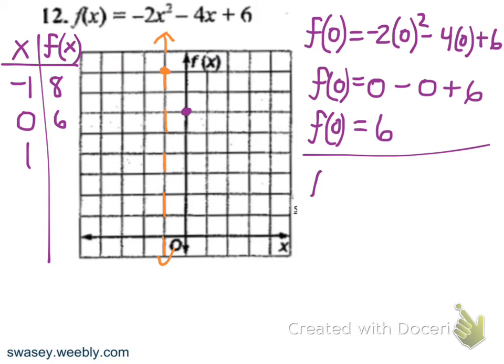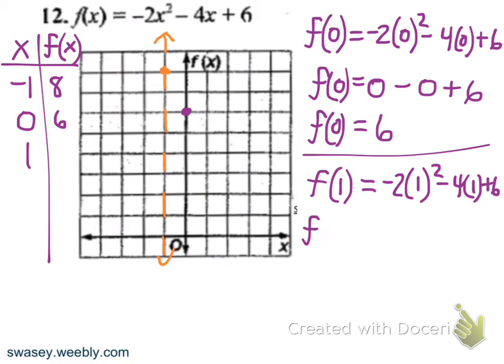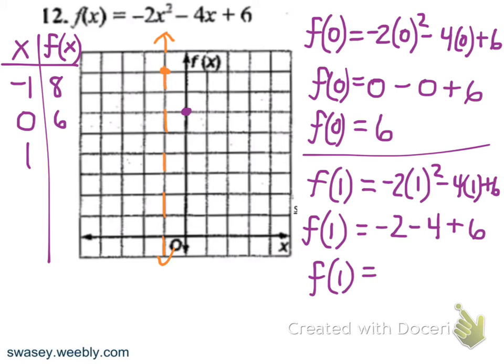Now let's put 1 in. F at 1. Use order of operations on the right side. 1 squared is 1. 1 times negative 2 is negative 2. Negative 4 times 1 is negative 4. And then we have addition or subtraction. We'll go from left to right. Negative 2 minus 4 is negative 6. Negative 6 plus 6 is 0. When we put 1 in, we get 0 out.